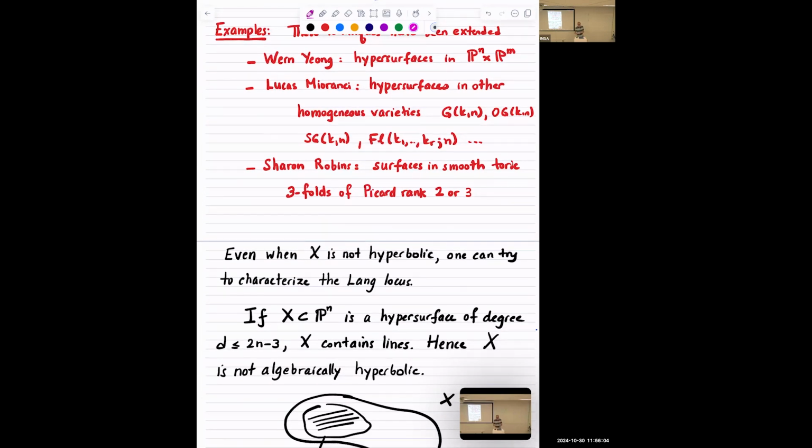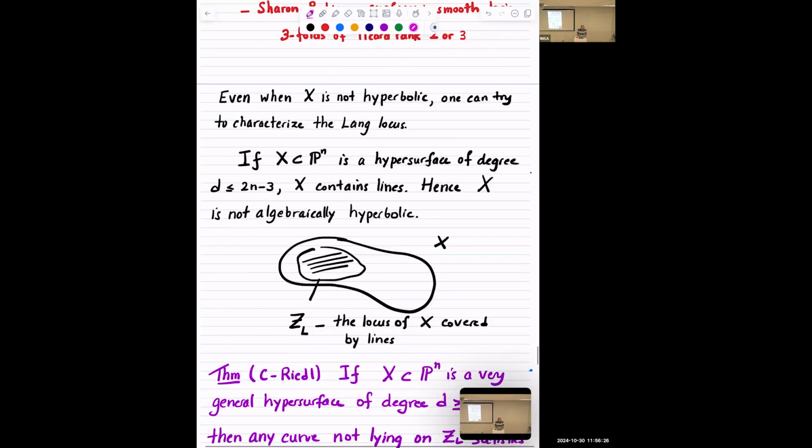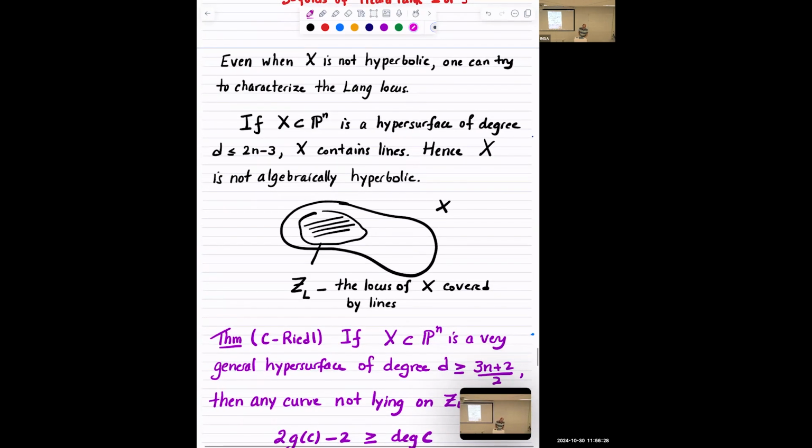If not, then you can ask the next question, right? So far, we were interested in: when is my hypersurface algebraically hyperbolic? But there are ranges where we know the hypersurface cannot be algebraically hyperbolic. So then you can ask the question: what is the Lang locus? So even when X is not hyperbolic, one can try to characterize the Lang locus.